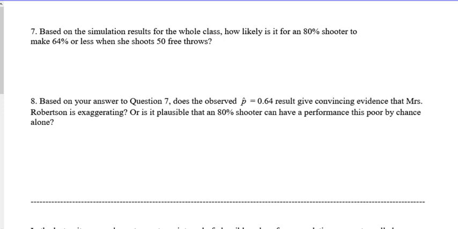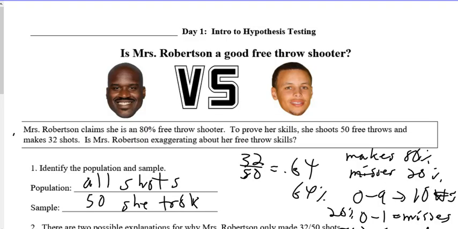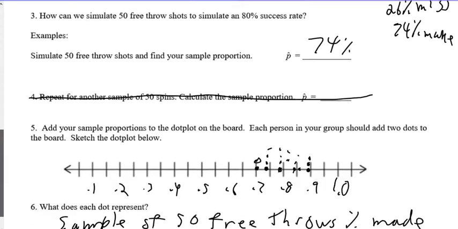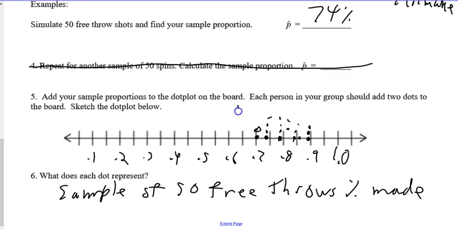Okay, on the next page, we're going to get this done. So number 7, it says, based on the simulation results for the whole class, how likely is it for an 80% shooter to make 64% or less when she shoots 50 free throws? So I'll go back. You don't have to. Look where 64% is. Okay? That's 64% or less.